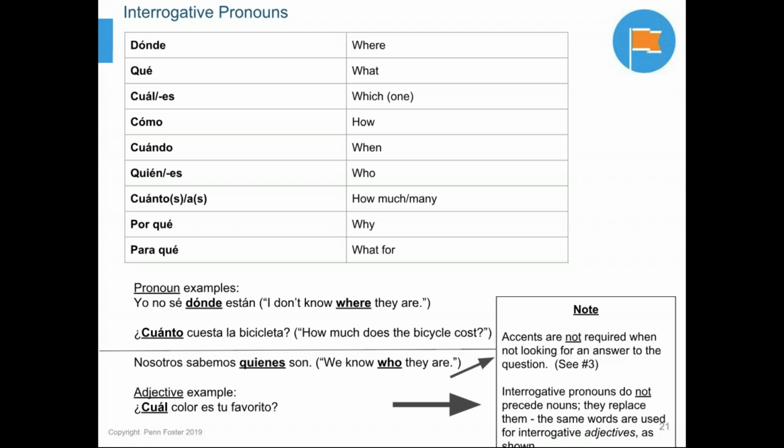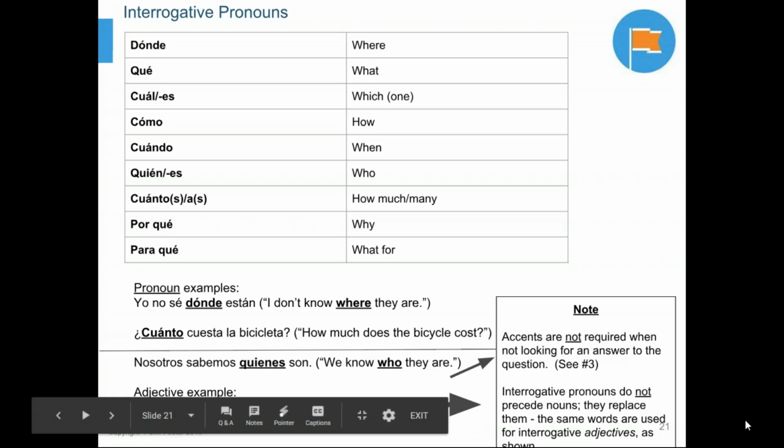So again, these might be some words you're somewhat familiar with. A word like como, a lot of people know the question, como se llama, or como está usted, por qué, asking why. Some fairly common Spanish words here, but they are indeed interrogative pronouns, and their accent marks are required when asking a question or when looking for an answer. Okay, and they do not precede nouns, they replace them, just like all pronouns do. And these are the same exact words used for interrogative adjectives.